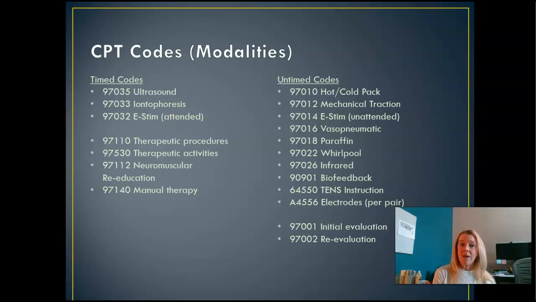Whereas on the flip side, those timed codes, if you spend, say, 15 minutes doing exercises with a patient, that would usually equate to 1 unit. If you spend 30 minutes doing exercises, that would be 2 units. So you would get reimbursed more for spending more time doing those. And again, because those are designed to be one-on-one time with the therapist and the patient, you can bill more for those.